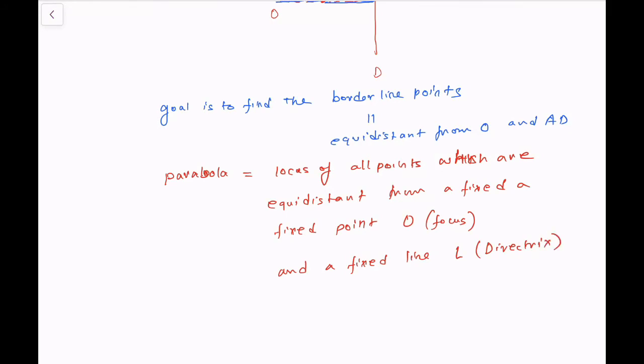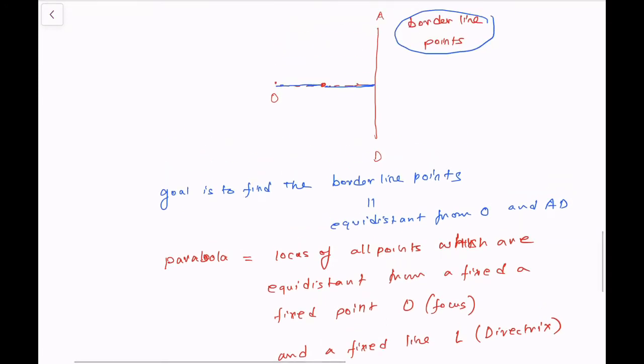So in this case, we are interested in that parabola which has AD as the directrix and O as the focus. So it will clearly look somewhat like this, right? So these points on the parabola, of course this is not drawn to scale, are equidistant from AD and O.